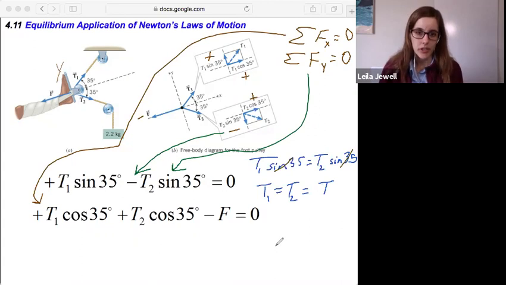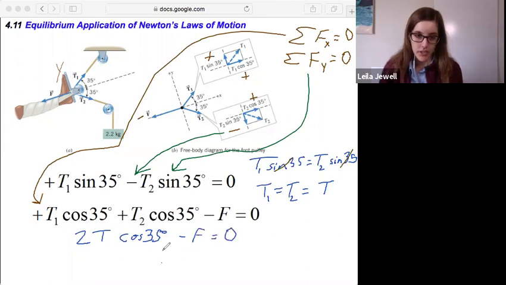What about the x direction? Well, now that we know that T1 and T2 can just be called T, we have two of the same term here. So we could rewrite this as 2 times the tension in the rope times cosine of 35, if I just write that T1 is equal to T and T2 is equal to T, and this is minus F is equal to 0.